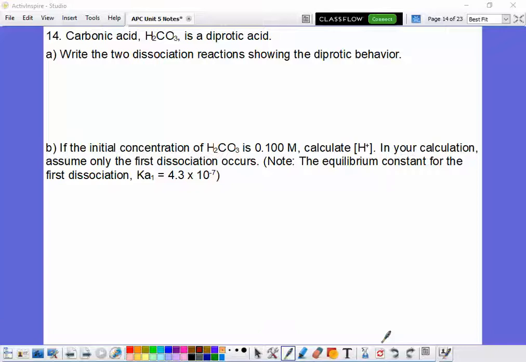So what else in this problem? I heard somebody say it. The equilibrium constant. We have a Ka value. Remember, I'm not going to give you equilibrium constants for strong acids. We only care about the equilibrium constants for weak acids and bases. Okay? So since we have a Ka value, and that Ka value is fairly small, that means that carbonic acid is a weak acid. Got it?